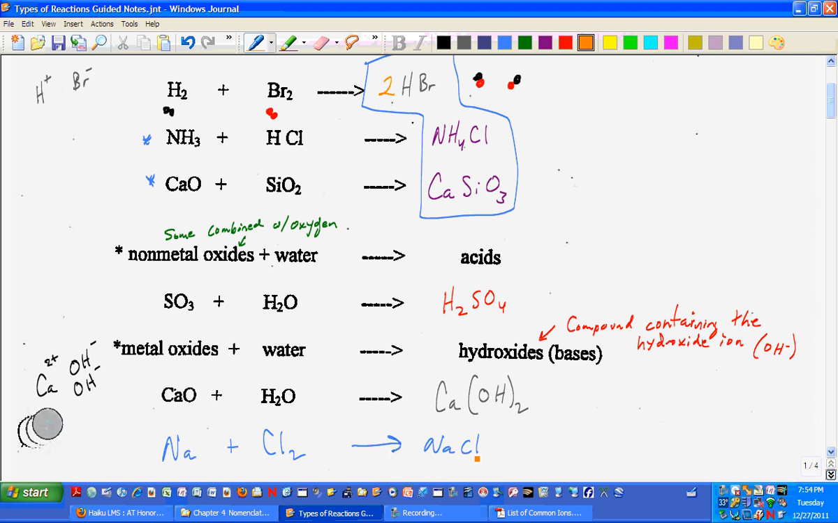I've got 2 chlorines over here, but only 1 over here. So I'm going to throw 2 out in front of that. Now I have 2 sodiums over here, which gives me 2 sodiums over there. Again, still just one product. So that is your combination reaction.